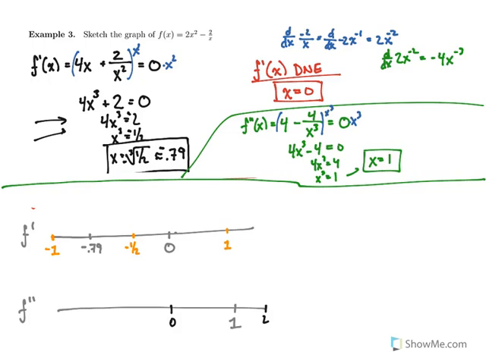All right, so testing these first derivative points, we have f prime of negative 1 is going to be 4 times negative 1 plus 2, over negative 1 squared. That's going to be negative 4 plus 2, which is going to be a positive number. Sorry, negative number. Negative 4 plus 2 is a negative number.